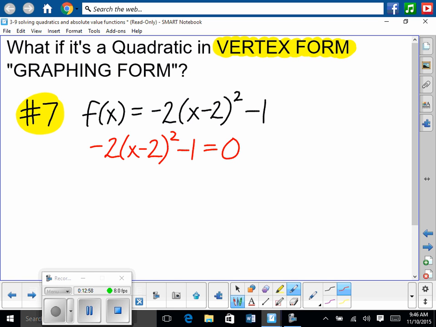So what's my first step to get x alone? Good, plus 1 to both sides. So we're going to add 1 to both sides. So that leaves me with negative 2 times x minus 2 squared, which is equal to 1. Do we have questions up to here?